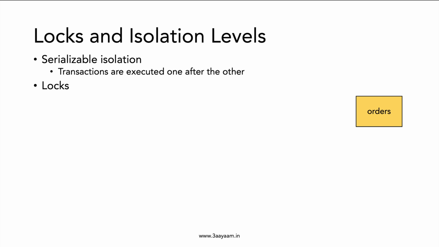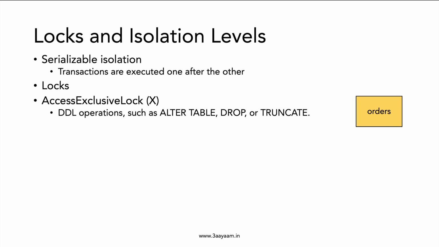Then locks, what are the various types of locks we have? In Redshift, we have the access exclusive lock. We can denote it with X. The access exclusive locks are taken when we run DDL operations like alter table, drop table, or truncate table. And if a table is locked using this mode, using the access exclusive lock, all other operations are blocked, meaning you can't do anything.